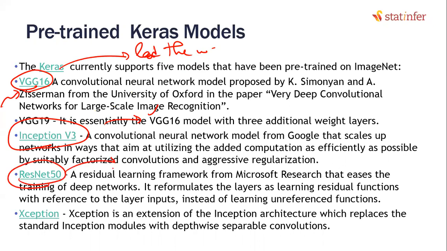ResNet 50 is a pre-trained model. You can load the weights and use it. Xception is another model. These are all model names, pre-trained models. Let us see one such example.